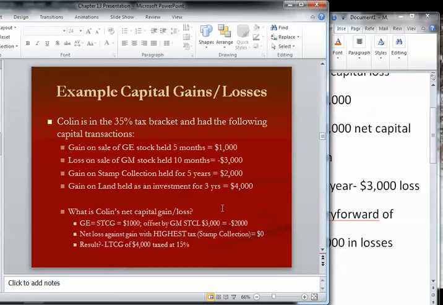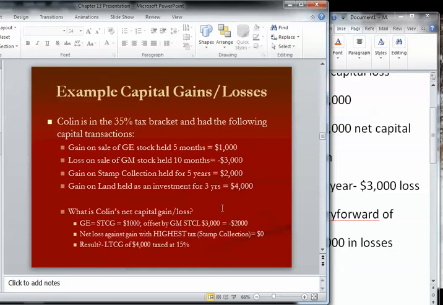He has a gain on the G stock. He only held it for 5 months. He has a loss on GM stock that was held for 10 months. He's going to have a gain on a collectible. He must have been a stamp collector. He held it for 5 years. There's then land he also holds for investing that he's held for a 3-year period. So of these transactions, we created net gains and losses of 1,000, a loss of 3,000, 2,000, and 4,000.